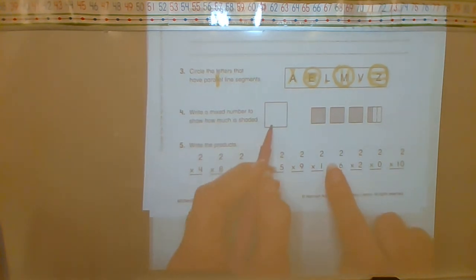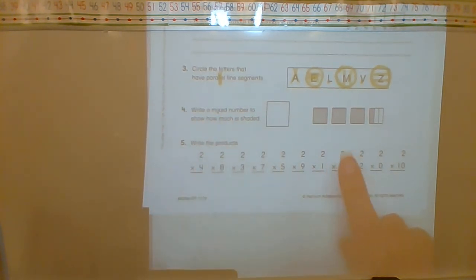All right, here we've got a mixed number. Do you remember the mixed number? He has what? Two things. He has a whole number and a fraction. He's so mixed up. Is he a whole number? Is he a fraction? Is he a whole number? Is he a fraction? Yeah, he's mixed up.